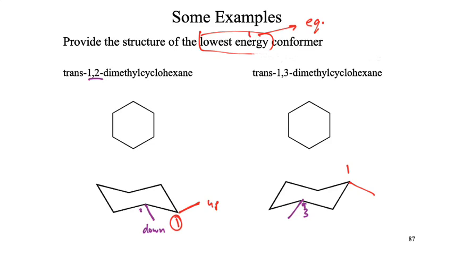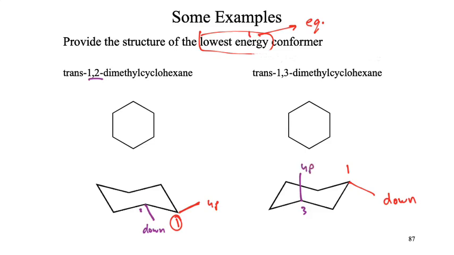Some people are like, yep. Some people are like, no. What's your no? It's not trans. Question said trans, which means while this may be a lovely low energy conformation for a 1,3-dimethyl cyclohexane, it didn't answer the question. The question said the lowest energy for trans. So what am I going to do to that 3 position? Draw that up. Okay? So that this way they are now trans, yeah?